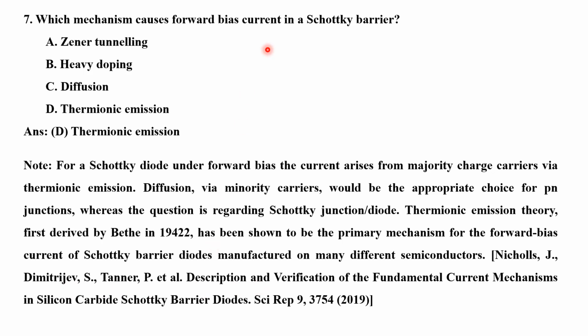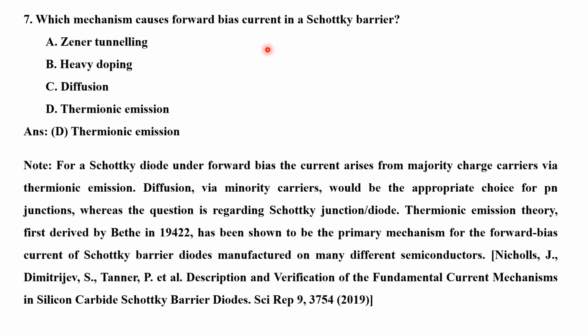Ma'am, even in reverse bias of a Schottky junction, we see thermionic emission. So why mention it only in forward bias, as causing forward bias current? Maybe it's because when we hear forward bias, the first thing that comes to our mind is diffusion, right? Maybe to create that contrast, I'm not sure.